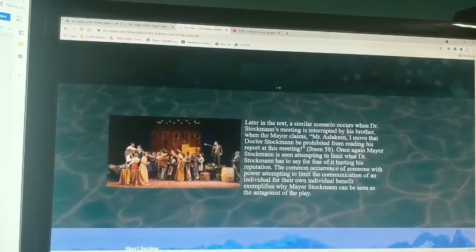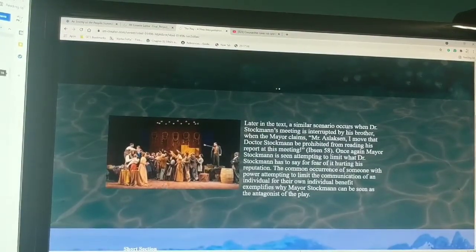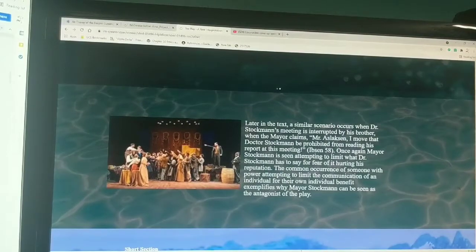Down here to the left, you can see an image of Dr. Stockman getting yelled at by the townspeople and Peter Stockman standing above and behind them all. He is acting as the leader of the rally, which is trying to stop Dr. Stockman from talking.